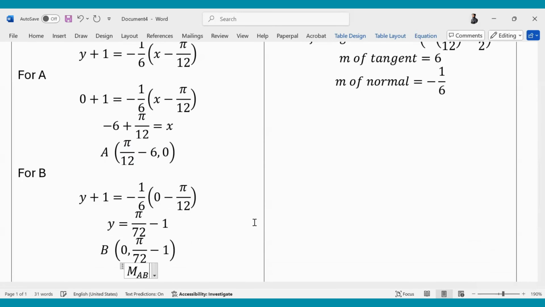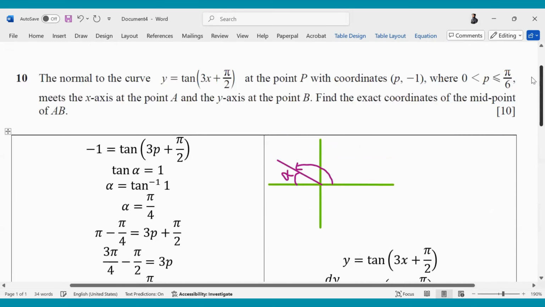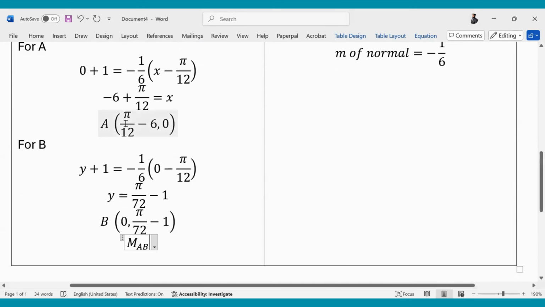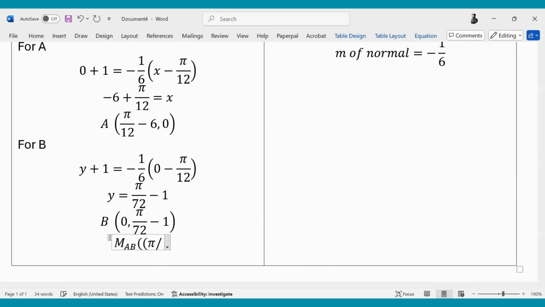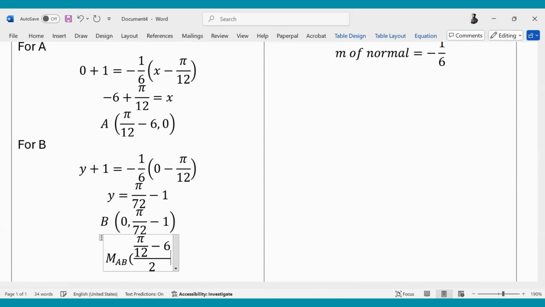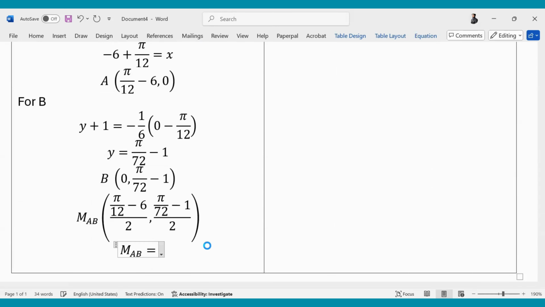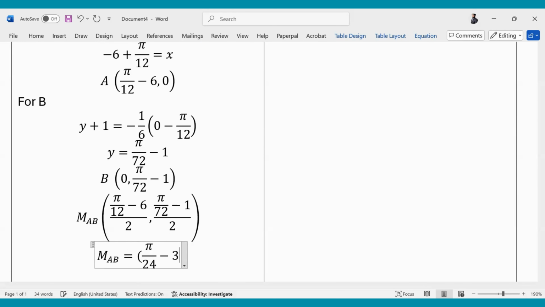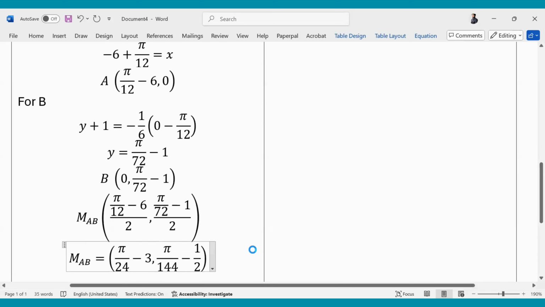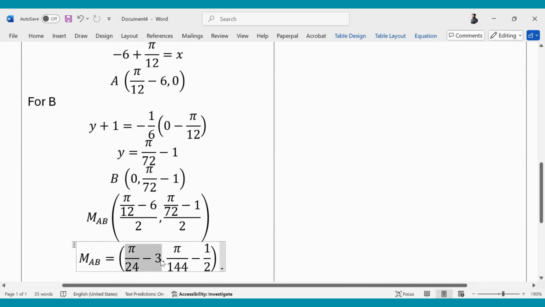How do I find the midpoint of AB? Is that what the question was eventually asking? The exact coordinates of the midpoint of AB. Now its coordinates are just this: I need to divide this by 2 and this by 2. So (6 plus pi over 12) upon 2 and (pi over 72 minus 1) upon 2. Simplify this a little. So this will be 3 plus pi over 24 and pi over 144 minus 1 over 2. These are the coordinates for the midpoint, unless I have made a silly blunder. Remember, this entire thing is the x coordinate of the midpoint, and this entire thing is the y coordinate. Is this clear?